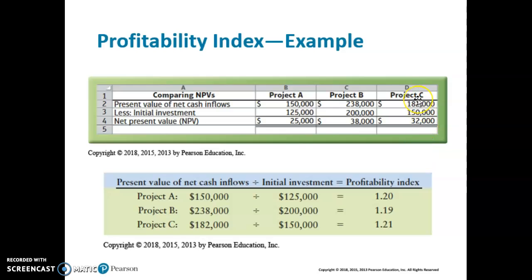And finally, for project C, my present value of my net cash inflows is 182. I divide that by my initial investment of 150, and I've got a profitability index of 1.21. Okay, so it's a handy way to rank them. That's what you would use it for.